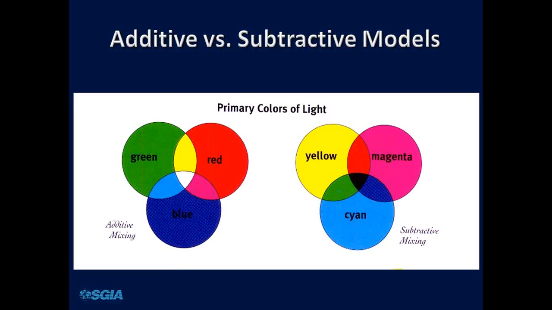Except we know in the world of inkjet, there's impurities in the inks, so that when you mix cyan, magenta, and yellow together, you're probably going to have more of a muddy brown and not a black, which is why you have the fourth color, K, or black ink.